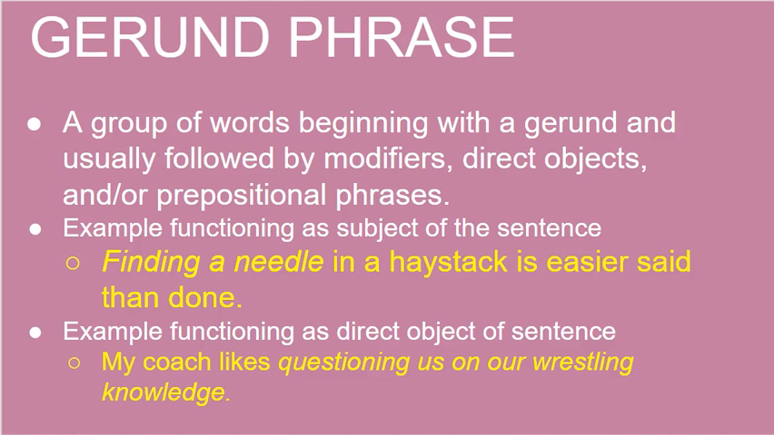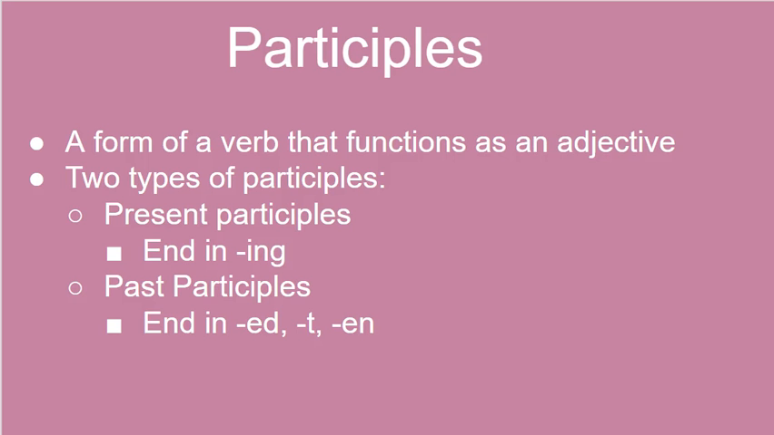Okay, now let's move on to participles. What is a participle? A participle is a form of a verb that functions as an adjective. Then we have two kinds of participles. We have the present participles that end in ing, and then we have the past participles that end in either ed, t, or en. Please pause the video and write down the definition of participles.